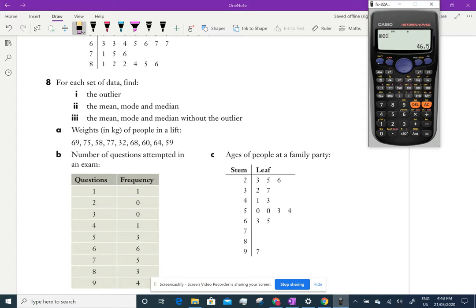What else do we have to calculate? The mean. So I go into 4. I want the mean, number 2. There it is, 47.07, which is correct, 47.1. Now, the best thing about this is they say, find the outlier. We did that, 97. Find the mean, median, and mode. And then find the mean, median, and mode without the outlier.